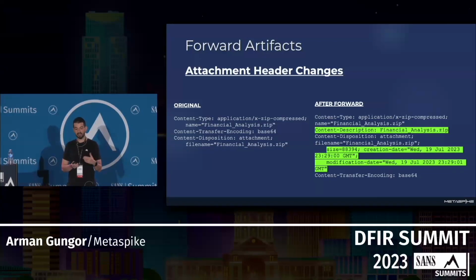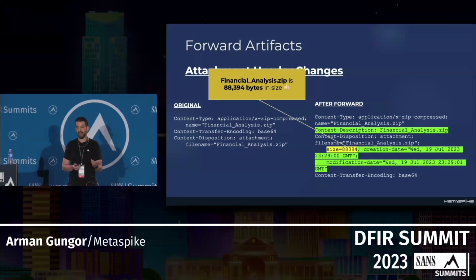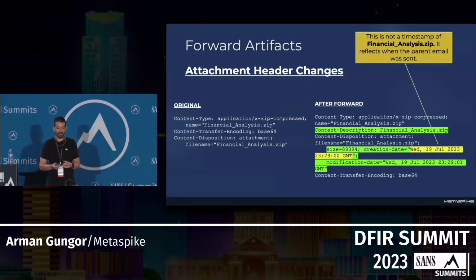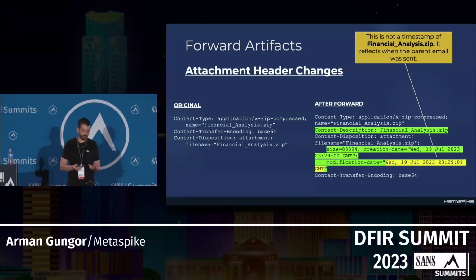And then the existing content disposition header has some new parameters now. One of them is size, which makes sense. So that is the size of that zip file. And then it has a creation date parameter added to it, and a modification date parameter added to it. But it is important to note that neither of these dates are really the dates of that zip file. They have nothing to do with it. Those are the dates of when the forward operation happened.